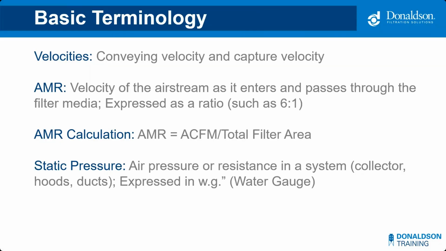It's calculated by taking the actual CFM and dividing that by the total filter area. It's expressed as a ratio such as 6:1. So in that example, it would be 6 cubic feet of airflow for every 1 foot of filter media. And the last basic term I want to talk about is static pressure. Static pressure is just resistance to airflow in a system, and it's common from things like the dust collector, the filters inside the collector, which create more resistance as they get dirty, the hoods, the ductwork. Static pressure is a critical factor to take into consideration when we're designing a system.